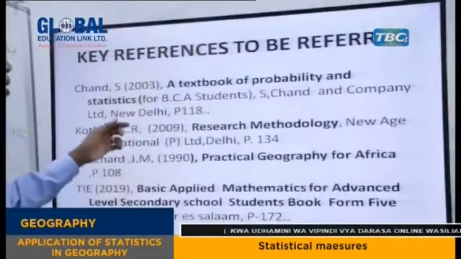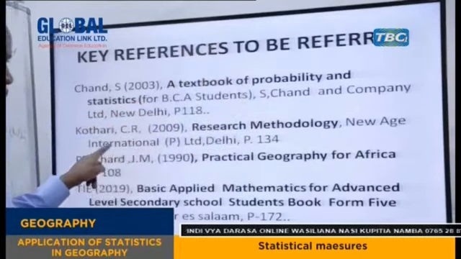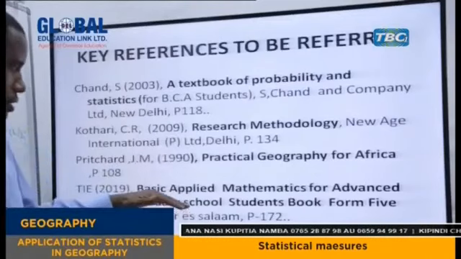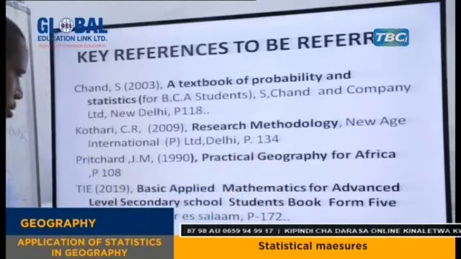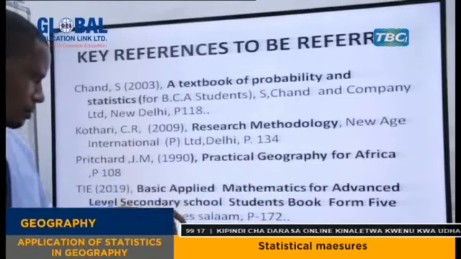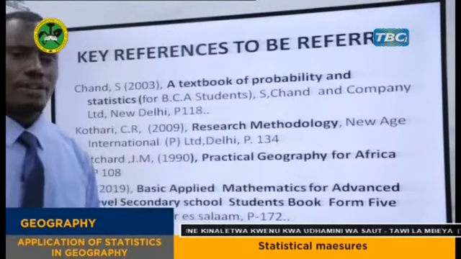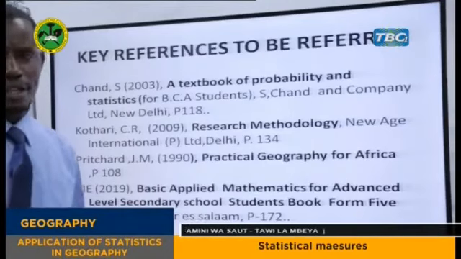I think they are written over there. We have the Chandia textbook of probability. It's very important. But again, you have the book of Kothari, Research Methodology, which gives you the ABCD connected with standard deviations. We also have the book of Pritchard. You can get the ABCD connected with standard deviations. And you have the book recently provided by the Tanzania Institute of Education, Basic Applied Mathematics for Advanced Level, Book 5 and 6. It can assist you to compute or to revise those areas.